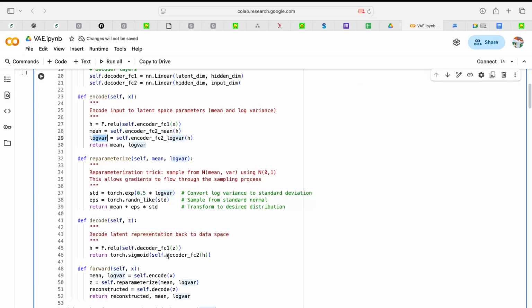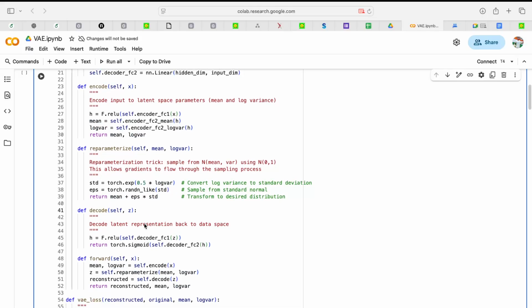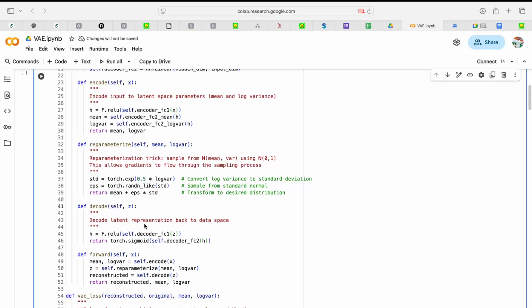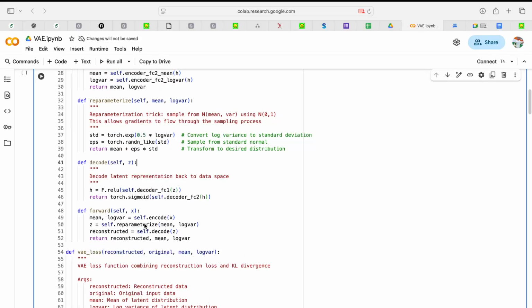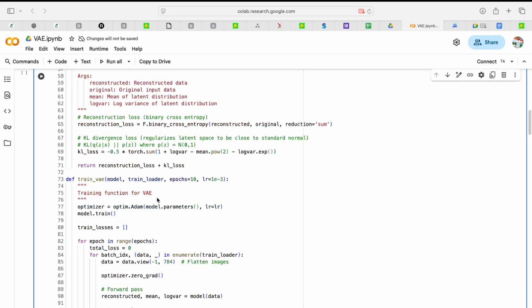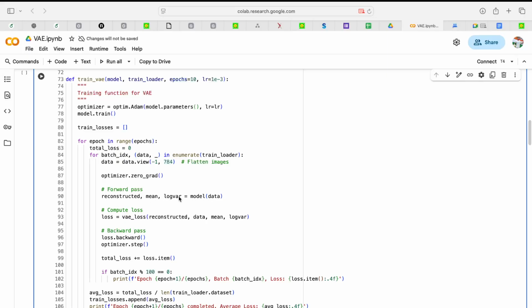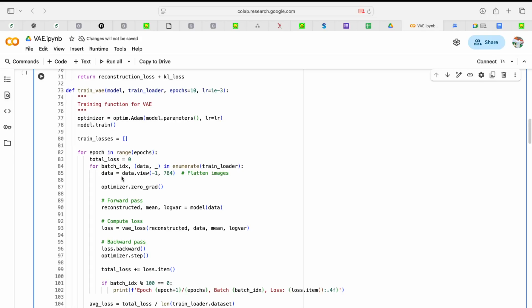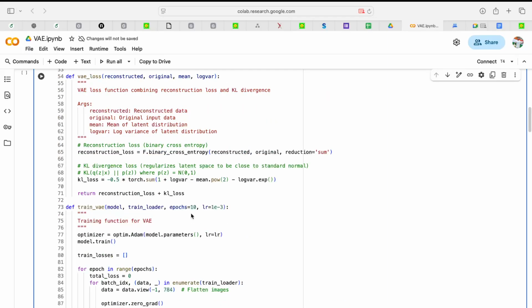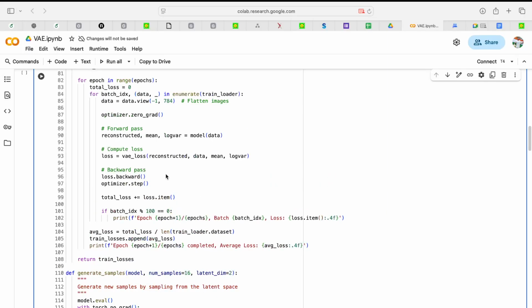The decoder takes the z, and how do you get z? So this is the z, which comes from the reparameterize function. So let's see the training one. Here data is there, optimizer, reconstructed. So what is it calling here? The model.